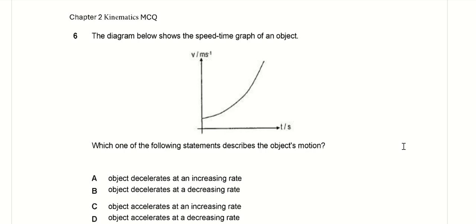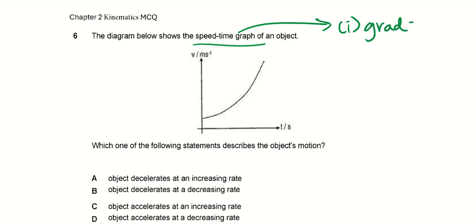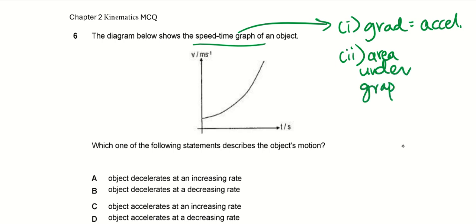Okay, this question shows a speed time graph. What is important about a speed time graph is that whenever you see one, you must know these two things. Gradient represents acceleration, area under graph represents distance.